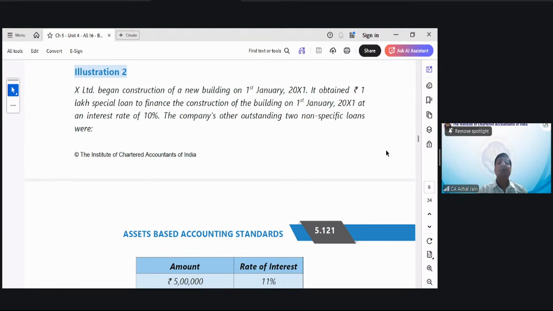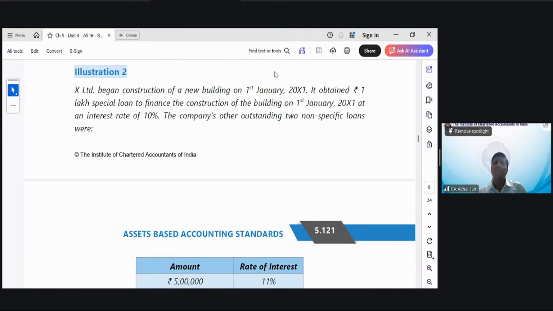Now, can you tell me what is the nature of this loan? Over to you. What is the nature of this 1 lakh loan which the company has taken? Great, it says specific purpose. So it's a specific borrowing. Yes or no? It's a specific borrowing, right? Okay. Now, very good. Dhanlakshmi, Virashri, they are saying it's a specific borrowing.